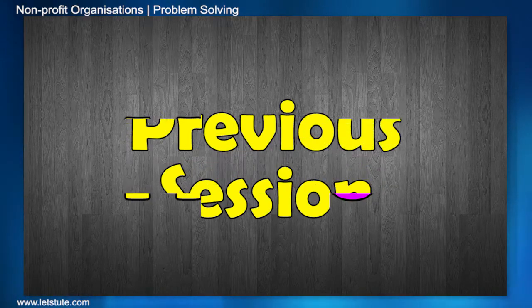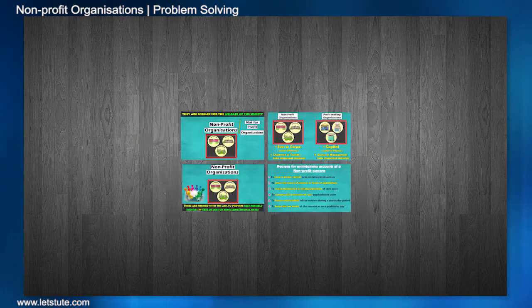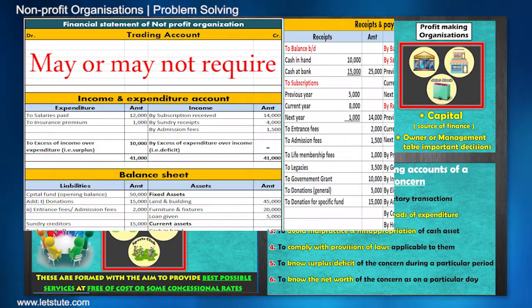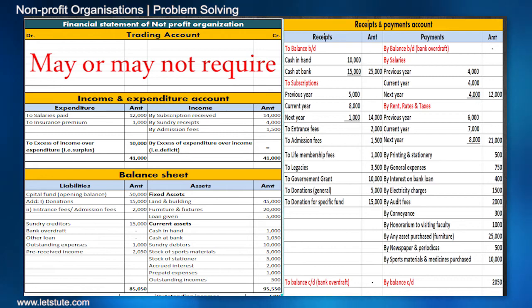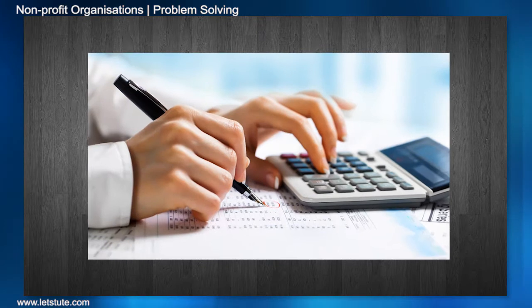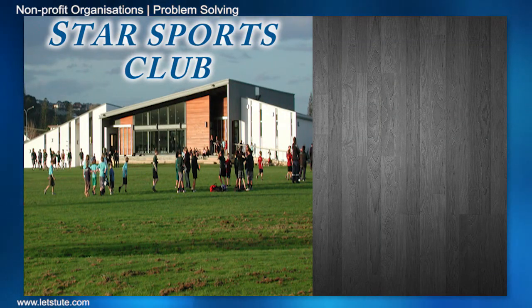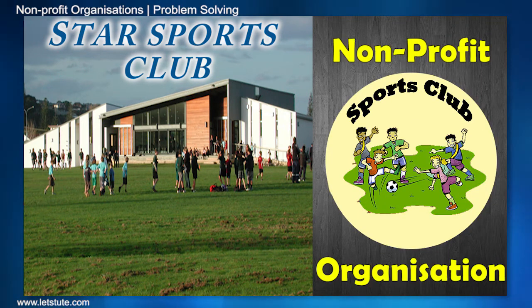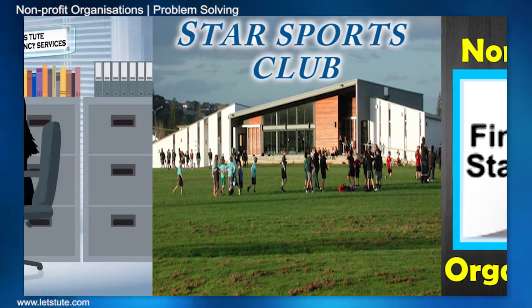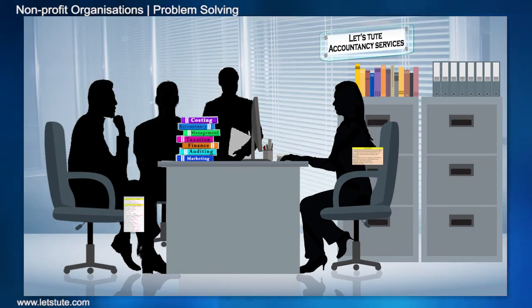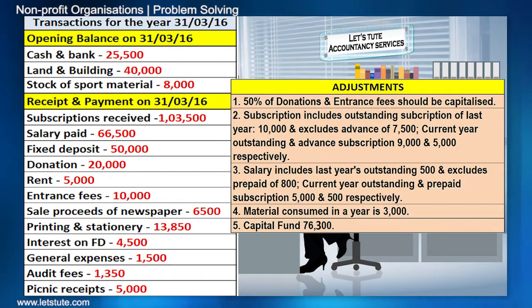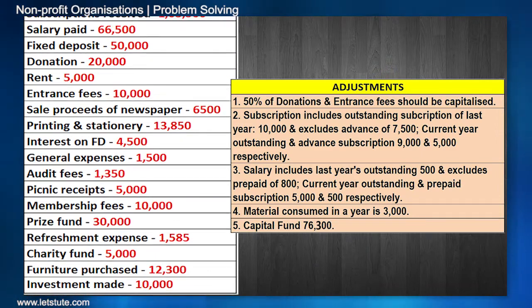Hello friends, in our previous session we saw what is NPO and its accounting books, right? Now today we are going to apply the knowledge of accounting to prepare the financial statements of Star Sports Club, and this is a non-profit organization. They want to prepare their financial statements, so they came to us with this information. These are the transactions which happened in a year.